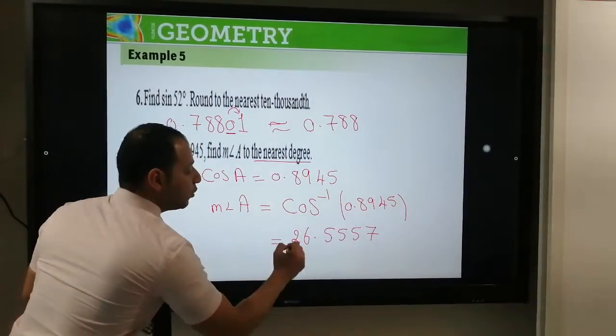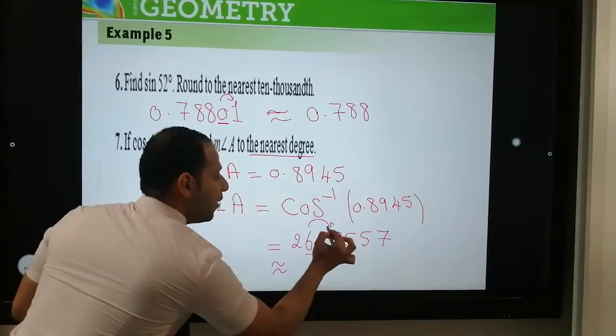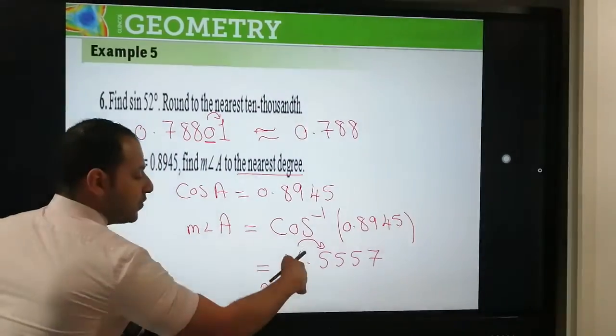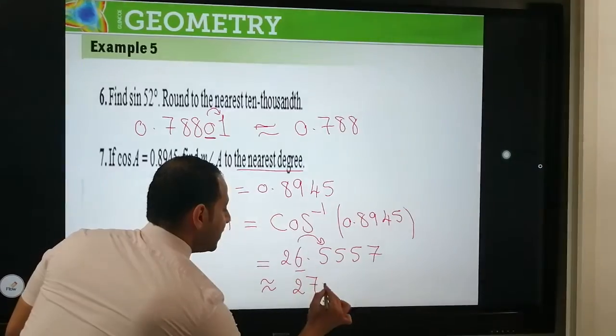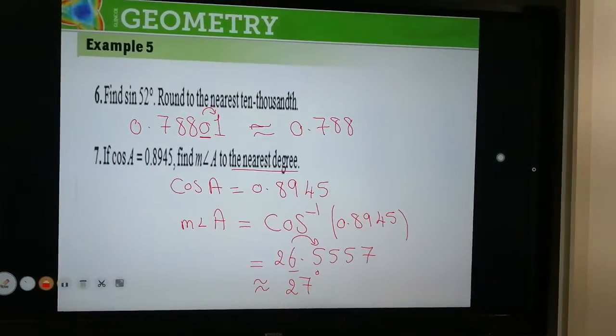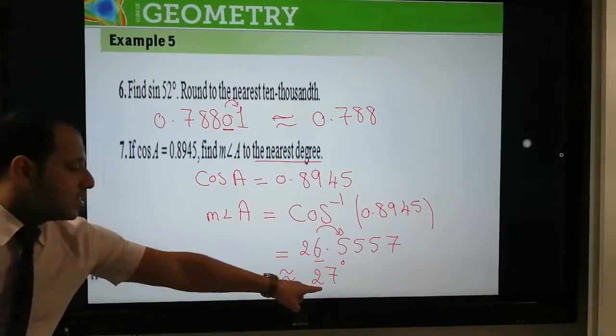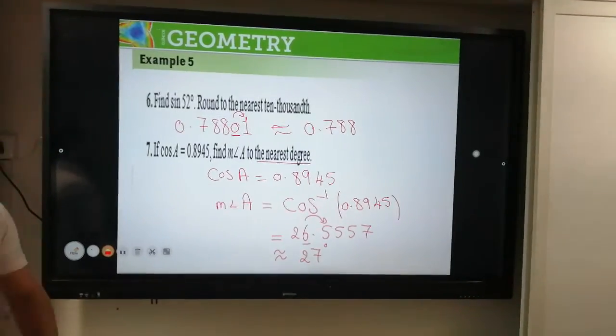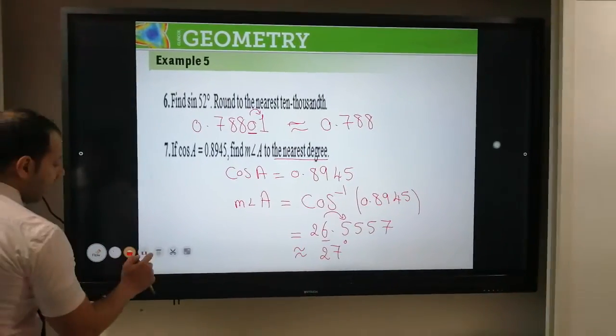So approximately it will be 6, go to 5. 5 is a strong number, it gives 6 one more. So we have here 27 degrees. So the measure of angle A is equal to 27 degrees. The last problem.